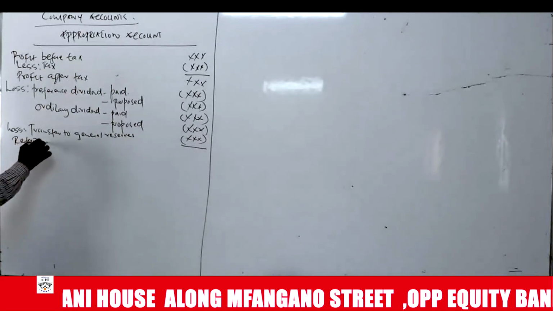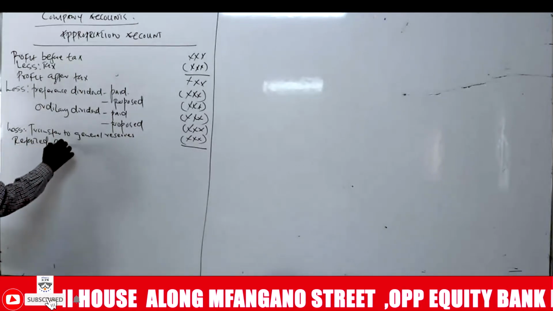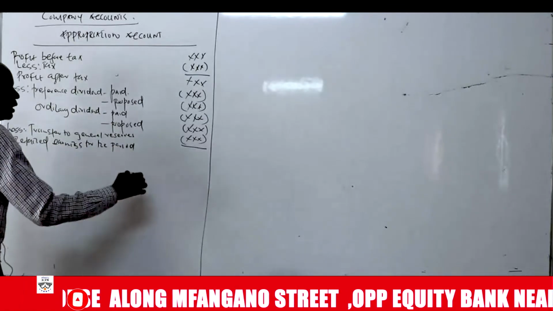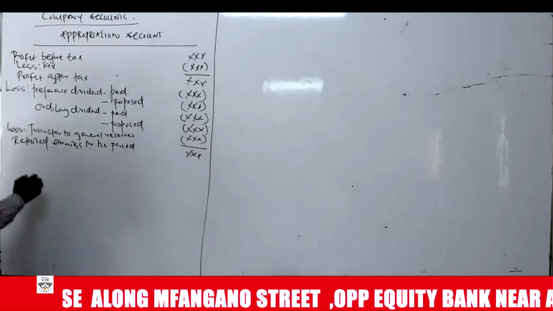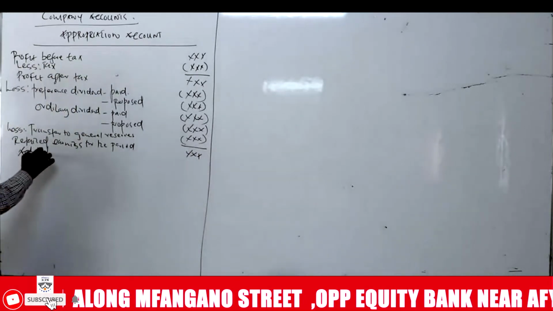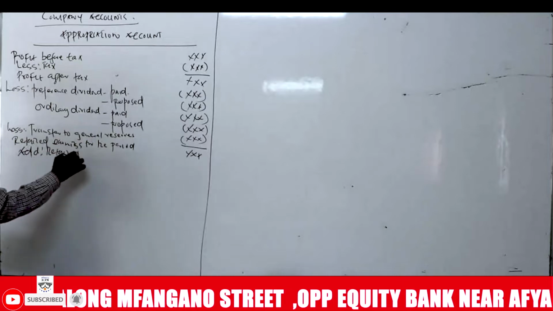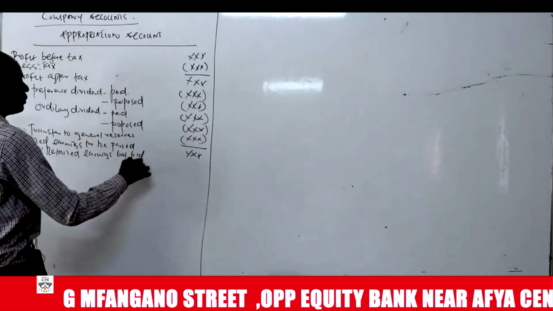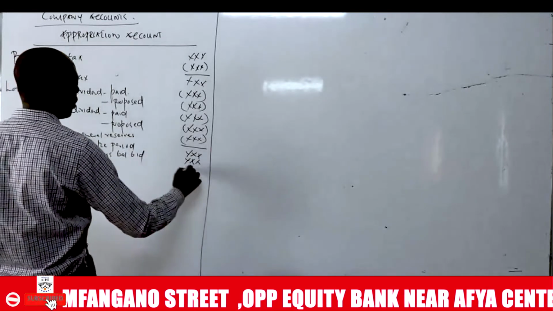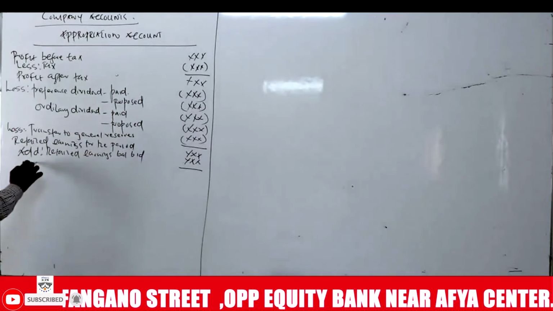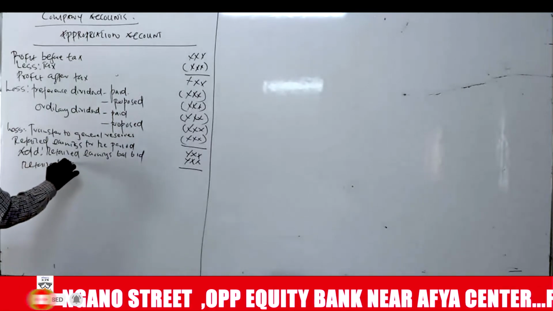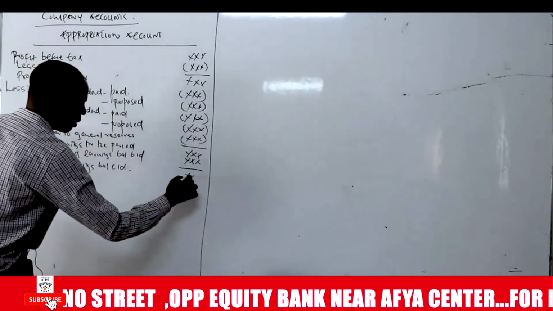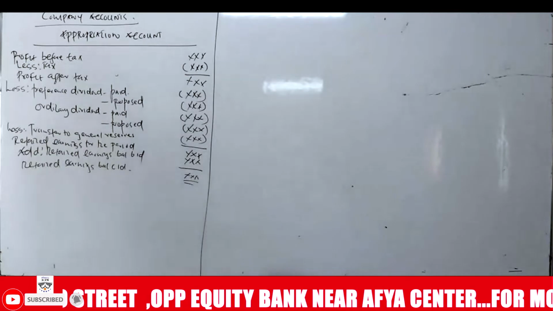Retained profit or retained earnings for the period here. Then you add retained earnings balance brought down. So you get what we call the retained earnings balance carried down or closing balance here. So that is how we prepare the appropriation account.